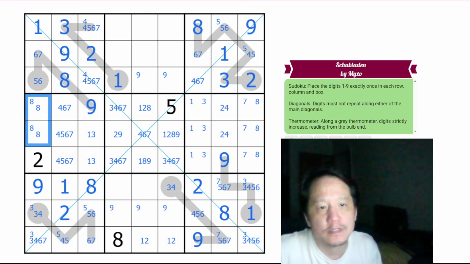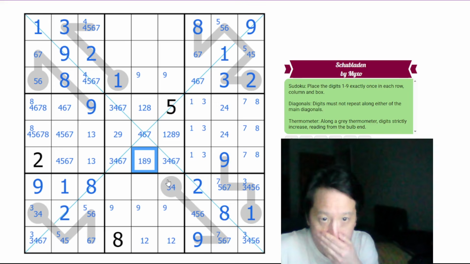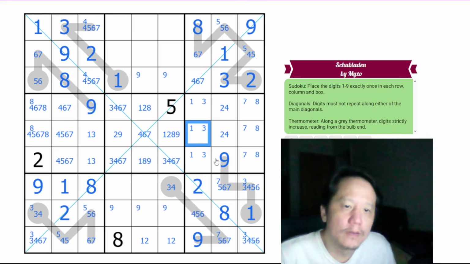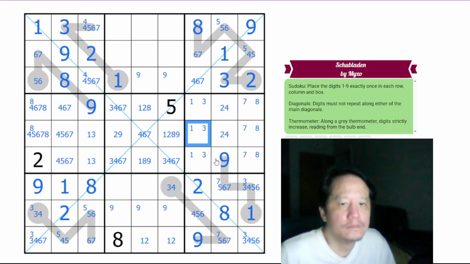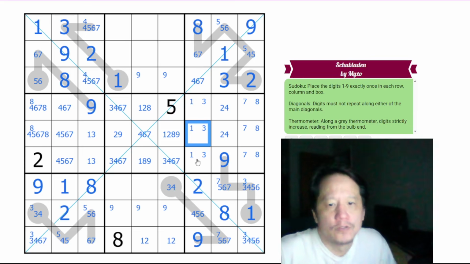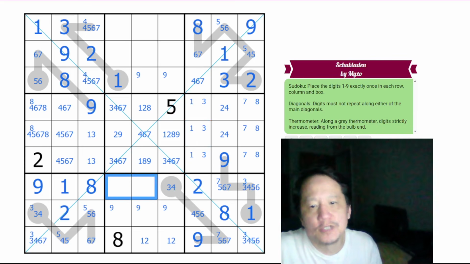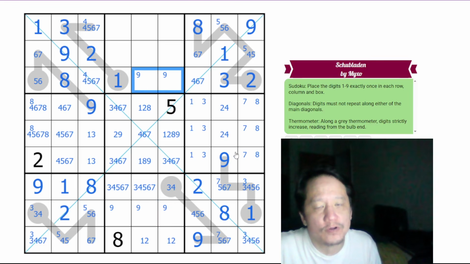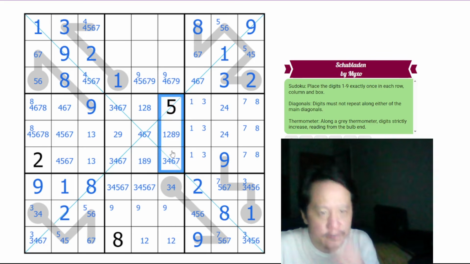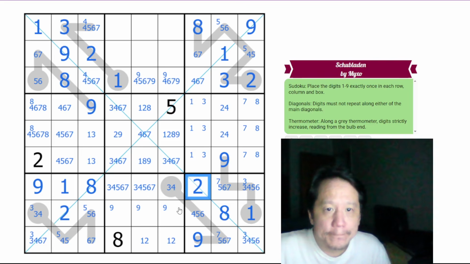This is 8 with 4, 5, 6, 7 as possibilities, and this can't be 5 because of 5 in the row. Okay, remaining digits of row 7, 3 through 7. Remaining digits of row 3, we have 4, 5, 6, 7, and 9. This can't be 5 because of 5 in the column. So 5 is either here or 5 is here. That doesn't help much.